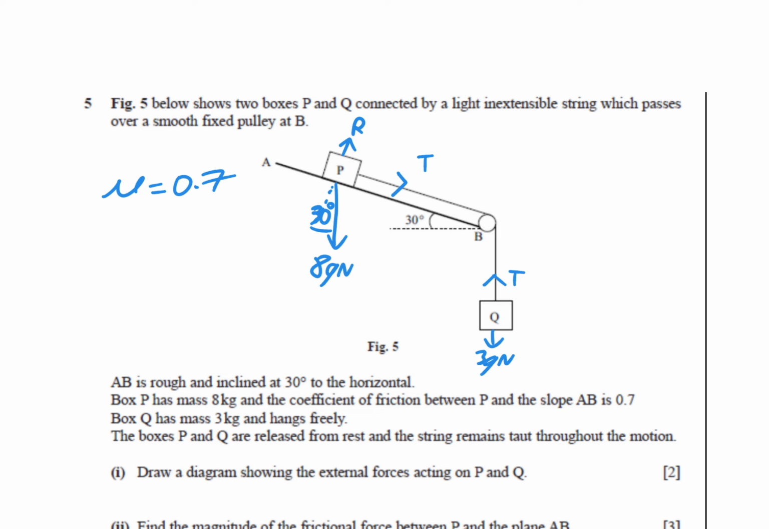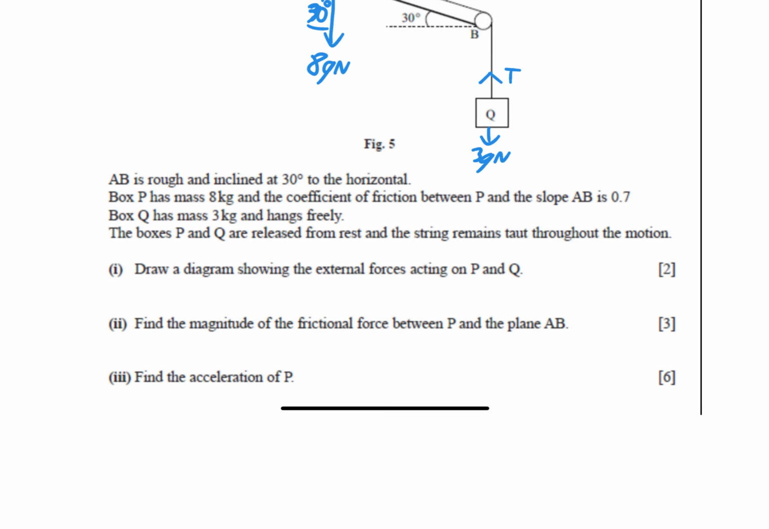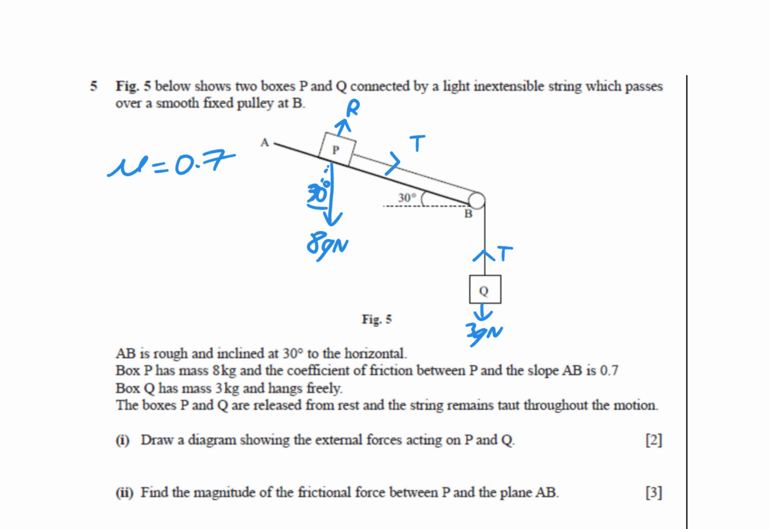Okay, it says it hangs freely, they're released from rest, and the string remains taut throughout the motion. So it says find the magnitude of the frictional force between plane P and Q, and find the acceleration of P. So it must be accelerating as well. It's going to be accelerating downwards, parallel to your slope here. So double-headed arrow for acceleration. Now it doesn't matter in this one, but it's moving to the right and moving down. But even if it was decelerating, I would put the arrow in the direction that it's moving, and then your acceleration would work out to be a negative. So that's just my way of doing it.